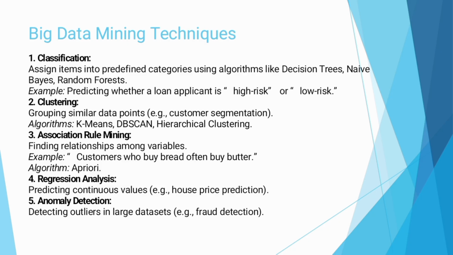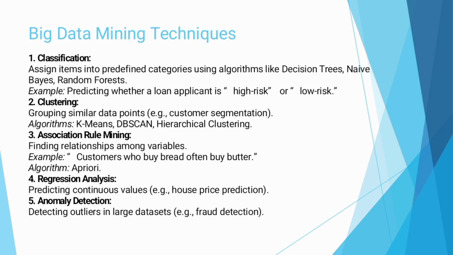Second is clustering. Here, data points are grouped based on similarity without predefined labels. For example, grouping customers based on purchasing behavior. Common algorithms are k-means and DBSCAN. Third is association rule mining. This finds relationships between variables. Example: customers who buy bread also tend to buy butter.